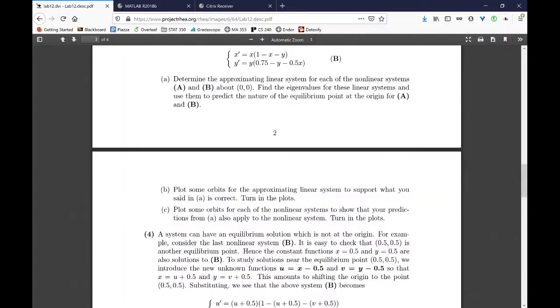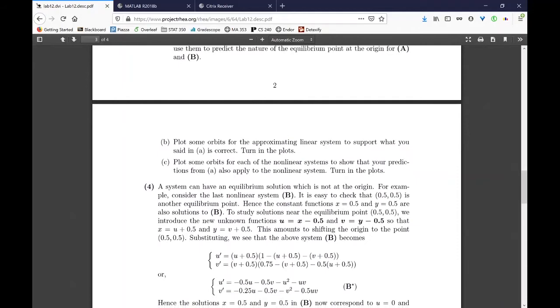Alright, now of course, for number 4, a system can have an equilibrium solution that is not at the origin. For example, consider the nonlinear system B, right? It's easy to check that (0.5, 0.5) is another equilibrium point, and you can see that if you plug 0.5 and 0.5 in, you will see exactly that. So the constant functions x equals 0.5 and y equals 0.5 are also solutions to B.